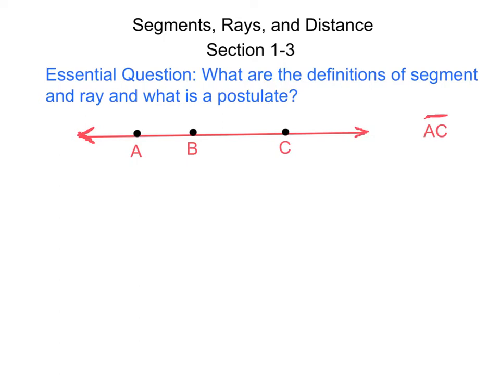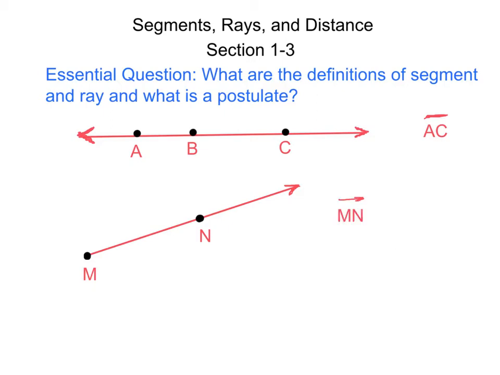Now a ray has attributes of both a segment and a line. It has a specific starting point, but it has no ending point. What I've drawn here is a ray that starts at point M and heads in the direction of N and then continues on infinitely far past N.